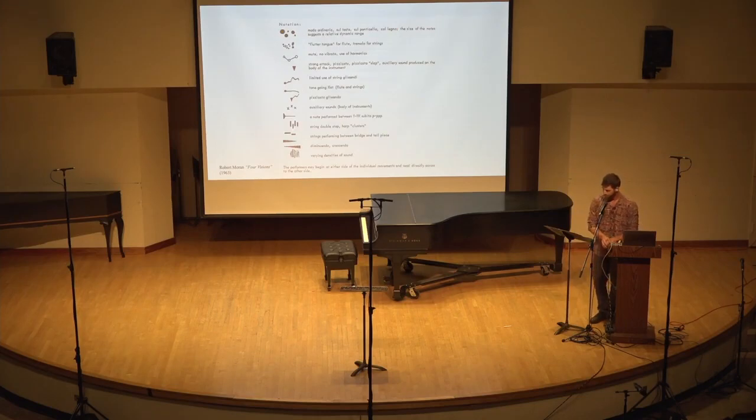So perhaps a less daunting example is Robert Moran's 4 Visions for Flute, Harp, and String Quartet from 1963. And again, we have a legend that is clearly defined, but there's still room for freedom, improvisation, and interaction. The legend's a little smaller, and he groups some instruments and techniques together. For example, in that second pictogram, that represents flutter tongue for flute and tremolo for strings.